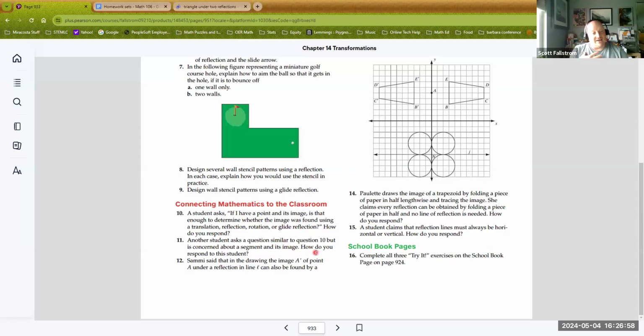What if I have a segment and I have the image of the segment? Is that enough to tell you, yes, I know this was a translation, a reflection, or rotation? Is it enough? Big questions right there, 10 and 11.